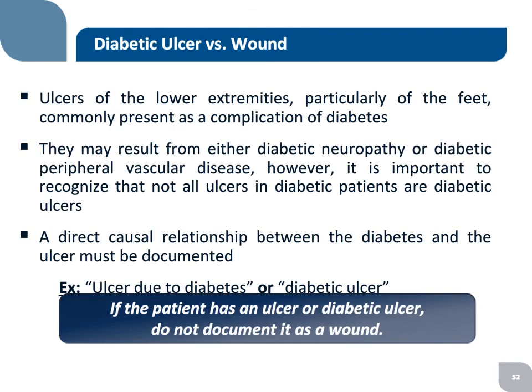Ulcers of the lower extremities, particularly the feet, are common in diabetics. But they could be due to many things. So they can be due to diabetic neuropathy, diabetic PVD. Be as clear as possible: if we know what they're due to, make that relationship due to diabetes or a diabetic ulcer. And be careful of the word wound. Wounds do not risk adjust. So if it is truly a wound, we're going to code it as a wound. But if it's a diabetic ulcer, we want to call it that.